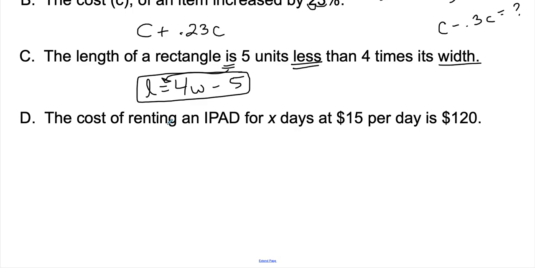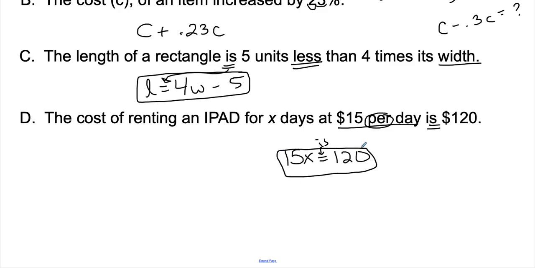D, the cost of renting an iPad for X days at $15 per day is $120. Okay? So X days, we don't know how many days we're going to use, $15 per day. So "per" means we're going to multiply something usually, because that's a rate. So $15 per day is $120. And we could actually take this and solve for how many days we had the iPad, right? So "is," again, that's equals. Okay, so don't forget that one. But it's $15 per day is equal to $120.